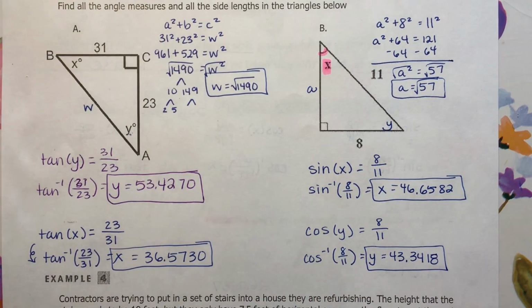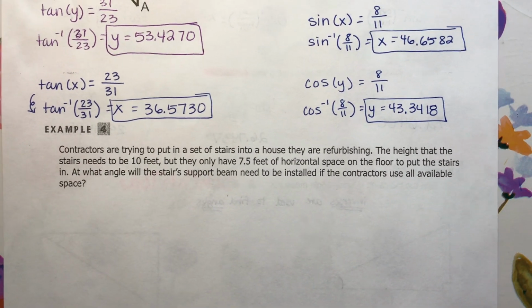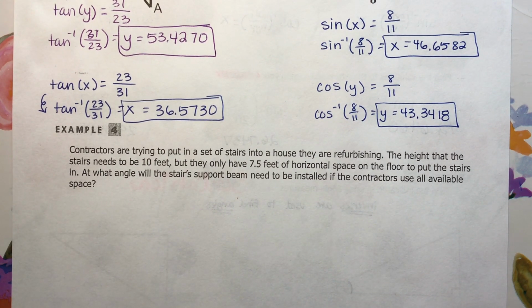Okay. All we have is one more example. It says, contractors are trying to put in a set of stairs into a house they are refurbishing. The height that the stairs need to be is 10 feet, but they only have 7.5 feet of horizontal space on the floor to put the stairs in. At what angle will the stair support beam need to be installed if the contractors use all available space?